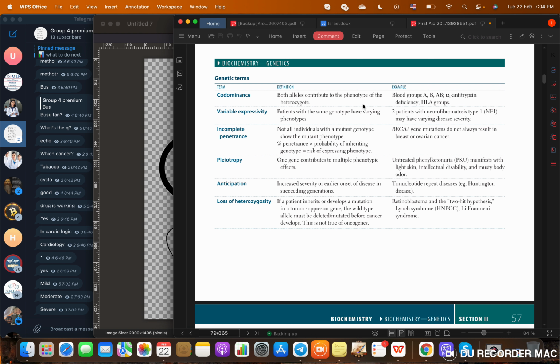You are like, come on, Iyad, you are obsessing so much about this severity thing. Why? Because it's the only thing that helps us to differentiate between variable expressivity and pleiotropy. In pleiotropy, one gene contributes to multiple phenotypic effects. You are like, wait a second, that's exactly what you told me in the case of variable expressivity. You said that one gene can have variable phenotypes. Yes, I said that. So what is the difference?